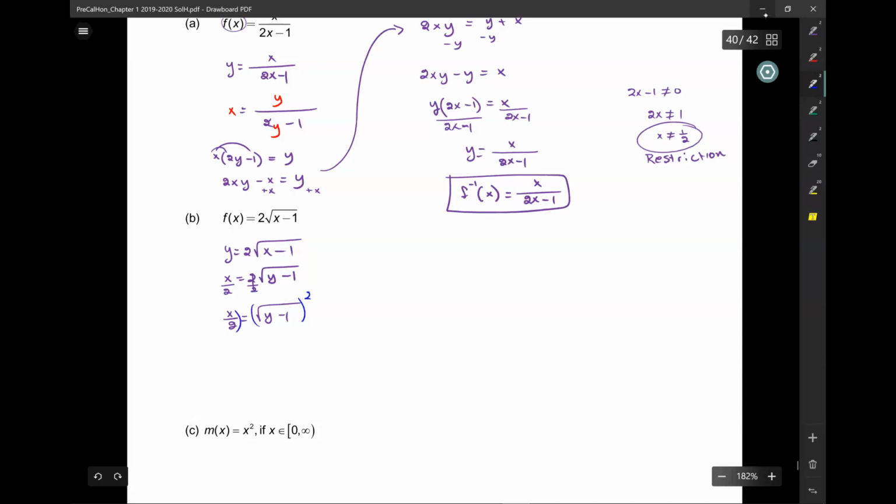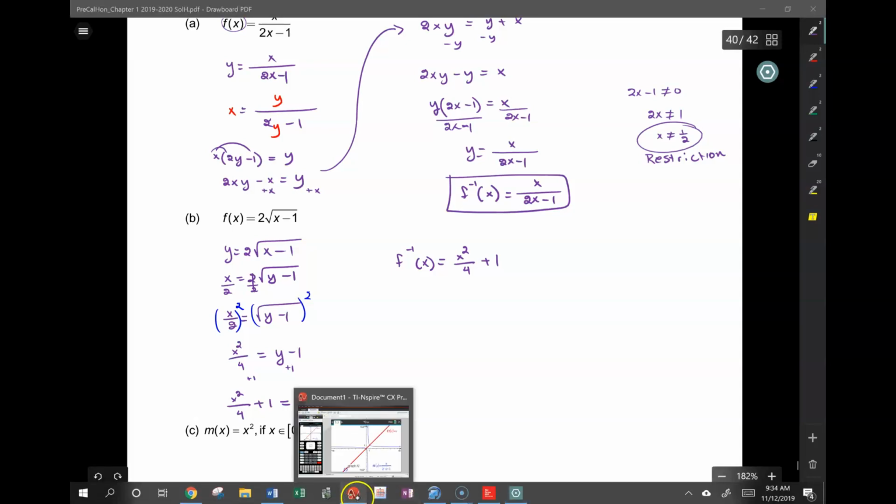Square both sides: x squared over 4 is equal to y minus 1. So y, when I add 1, x squared over 4 plus 1 is equal to y. Okay, so now I have f inverse of x is equal to x squared over 4 plus 1. But now I have an issue. My issue is f of x was a square root. Now f inverse is a parabola. Well, I can't have that.